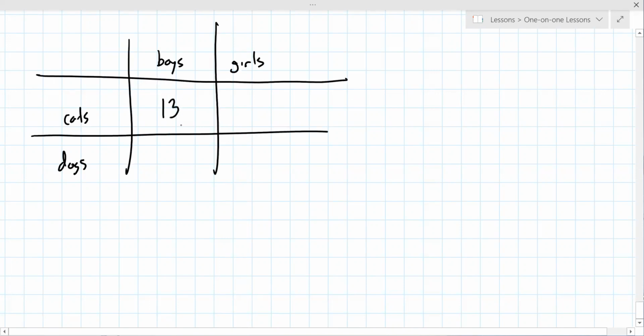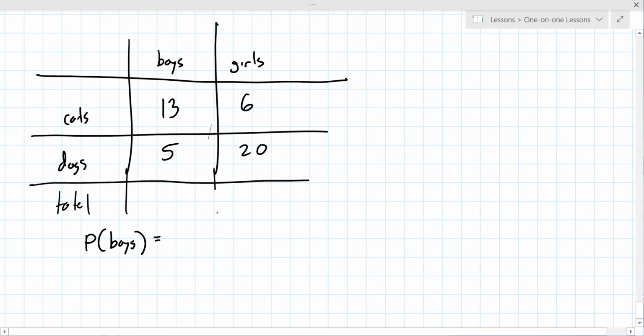Okay, so we'll go 13, 5, 6, and 20. What's the probability of boys in this? 13 out of 20. So boys is this whole column. What's missing is the total. I intentionally left that blank because it wasn't included in the problem we did. We did a problem earlier where you had to find the totals. Sometimes they're given, but this time they weren't.